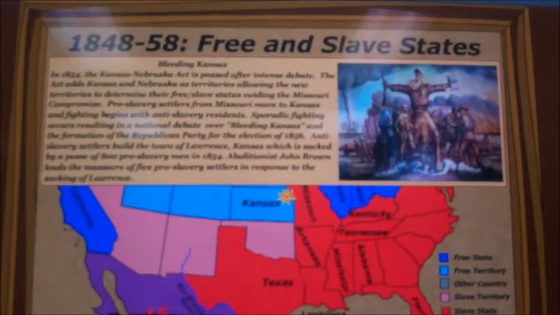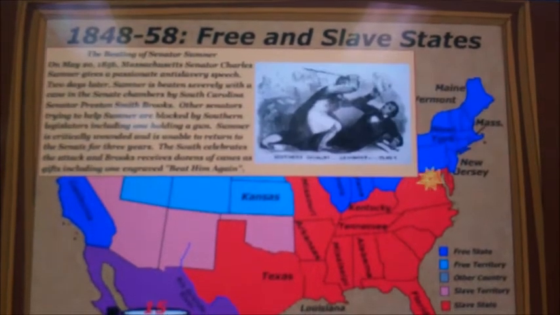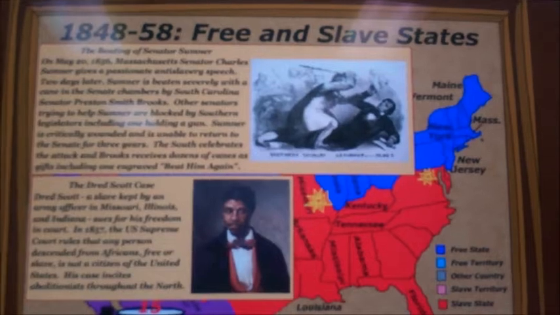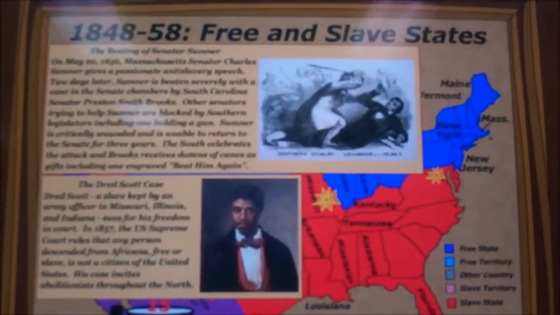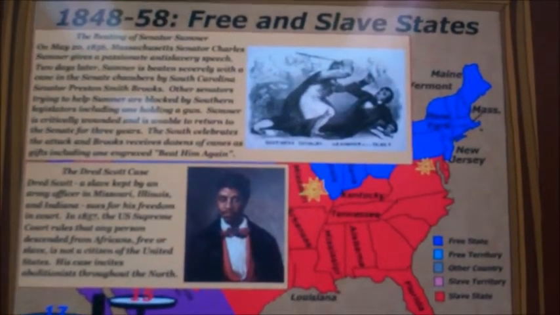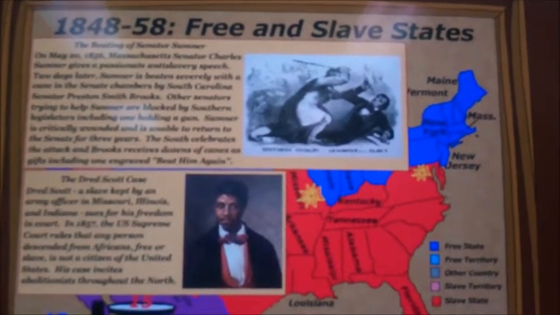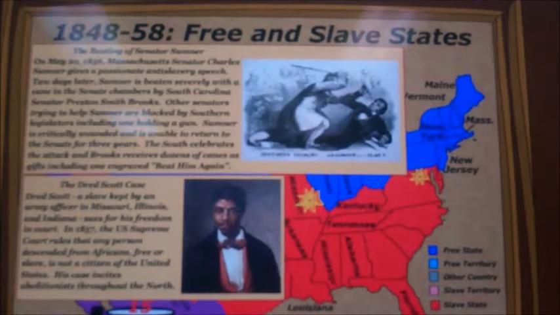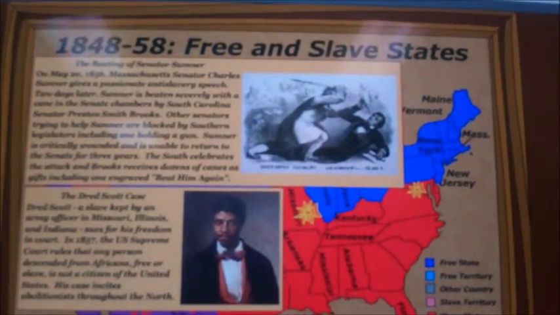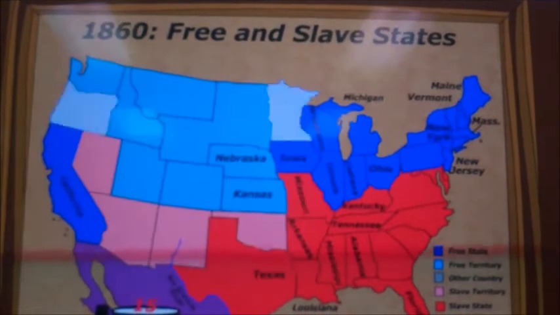On May 20th, Massachusetts Senator Charles Sumner gave a speech about anti-slavery. 2 days later, he was severely beat with a cane by a senator from South Carolina. Dred Scott was a slave who sued for his freedom. Since he wasn't a citizen, he wasn't allowed to sue the courts, and this decision angered many abolitionists.